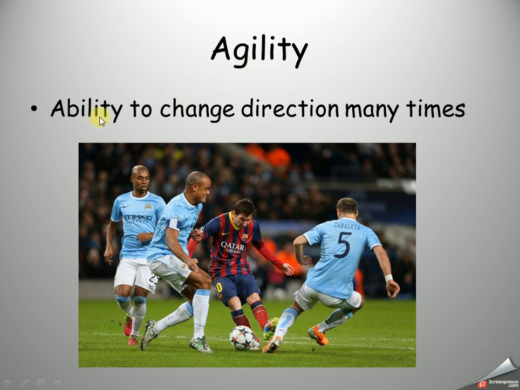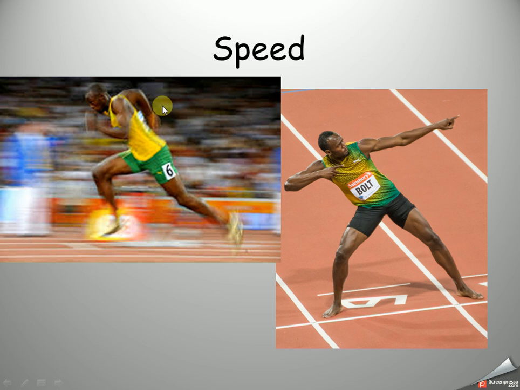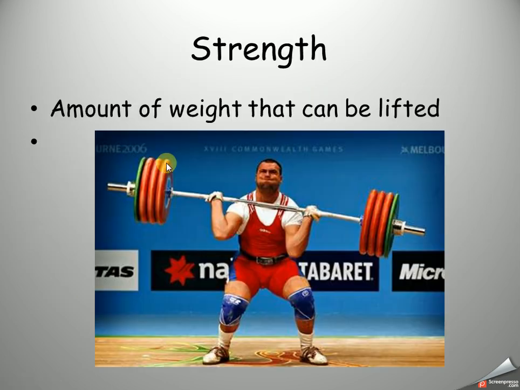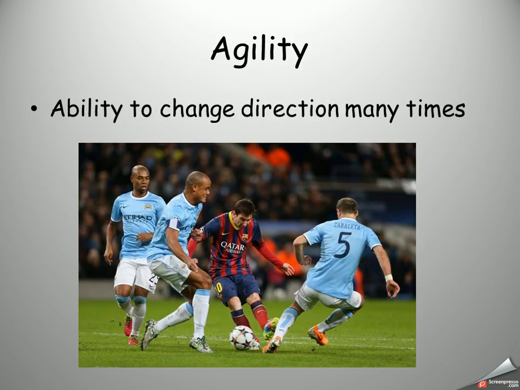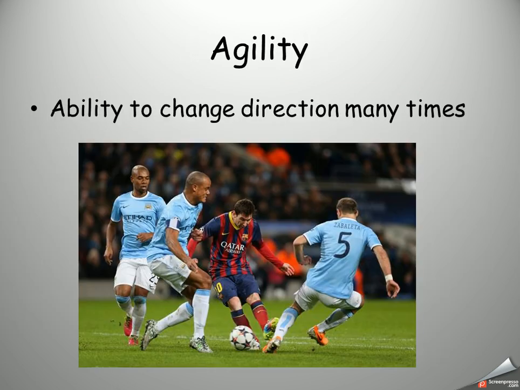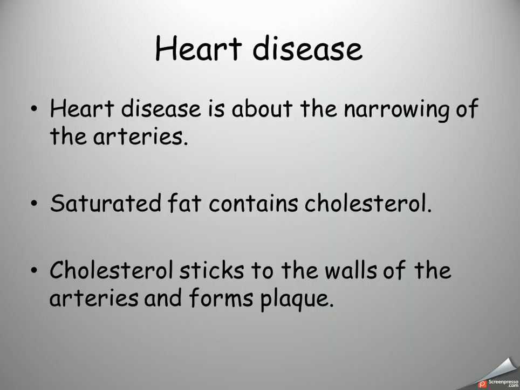Agility is the ability to change direction many times, and Messi did that. He does it all the time. When he's running at pace, he can suddenly change direction. Okay, speed. Usain Bolt demonstrating that, fastest man on the planet. Speed, you can measure how fast you can actually run. And I'm going to go back. So those are the 5 main ways in which you can test how fit someone is. So they are strength, flexibility, stamina, agility, and speed.